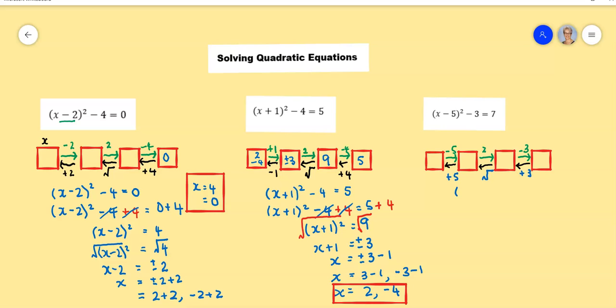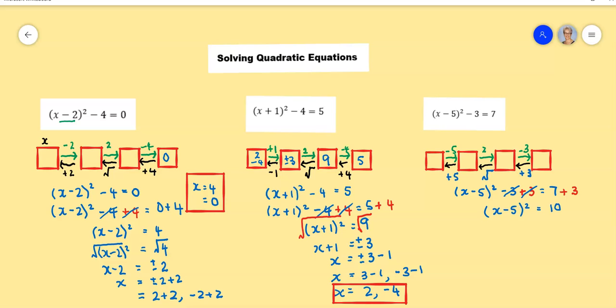So we have x minus 5 squared minus 3 is equal to 7. Now, the first thing we have to do here is we need to add 3 to both sides. So I'm going to add 3 to the left-hand side, and then add 3 to the right-hand side. Now, minus 3 and plus 3 will cancel out, and I'm left with x minus 5 squared is equal to 7 plus 3, which is 10.